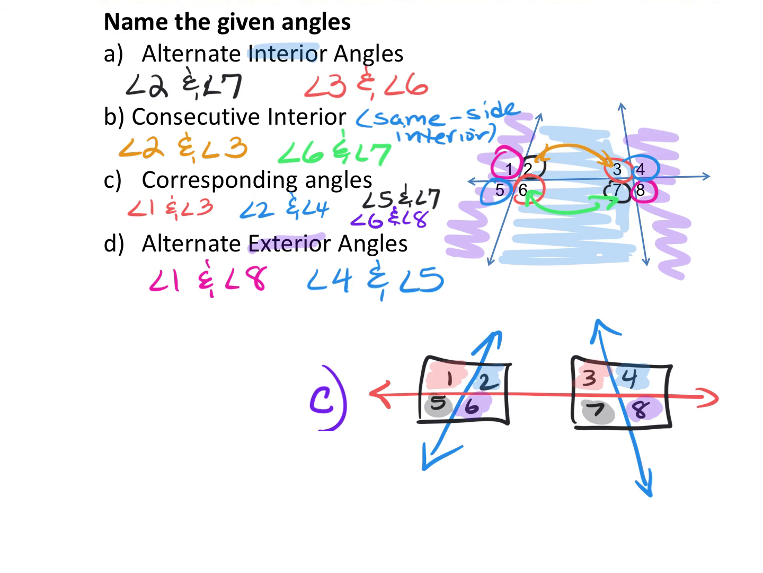Now, on the corresponding, if you don't want to draw the box, you could also know that it skips over an angle, but it's going to be on the same side of the transversal.